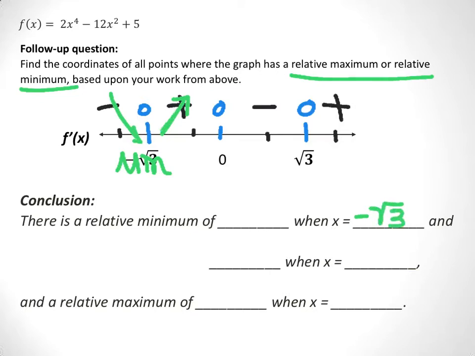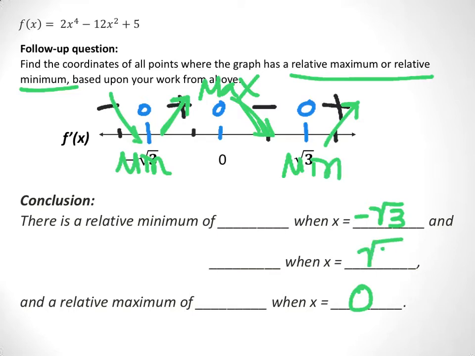And then increasing to decreasing. So here, there's a relative max at 0. So relative max when x is 0. And then, of course, it was decreasing and then increasing. So here we have another relative min at positive √3. Now, we do need to find the y values. That's what's sitting inside here.